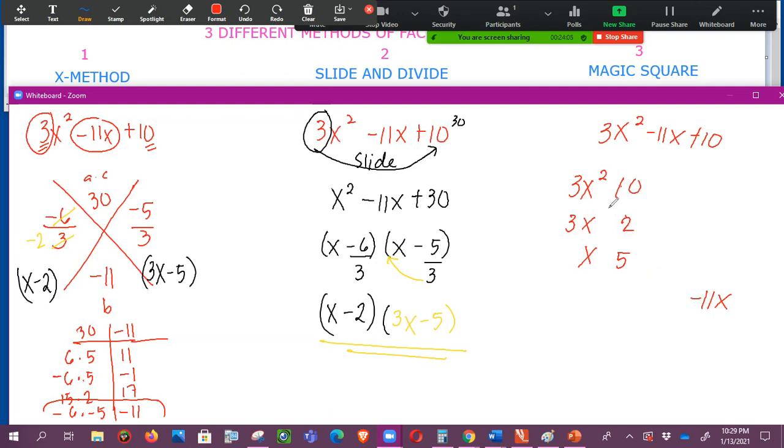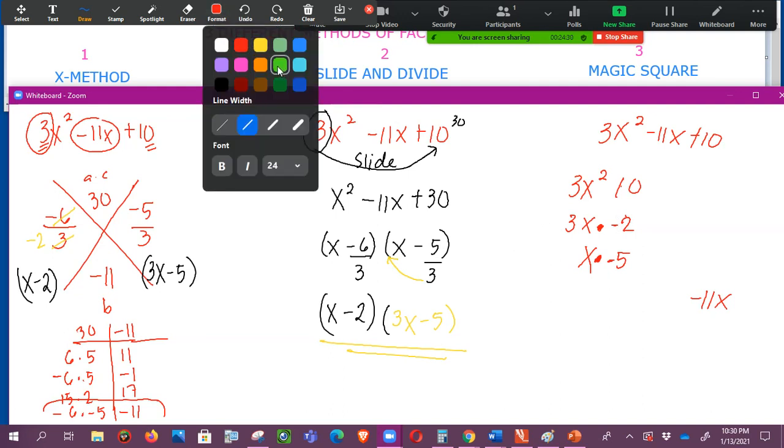Since this is negative, we need to do something here. Why not put both negative, so we can still have positive 10? So these are the tricks that you can do in magic square. You can always change everything, and you can always experiment which factor will go along with the given. Next.